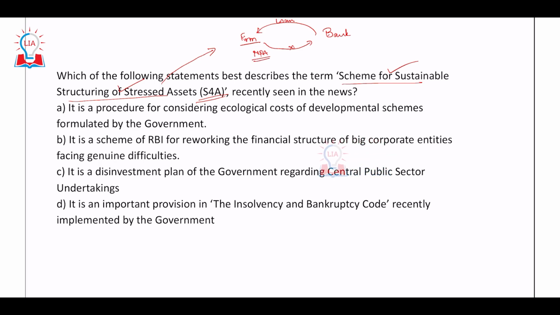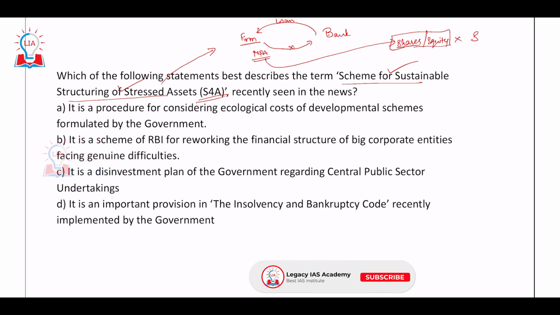So what can the bank do? The bank can ask the firm to pay up the loan, but the firm is not able to pay up the loan. The bank can convert the entire value of NPA into what? Shares or equity. It can ask for an equivalent amount of shares or equity from the firm. This was called strategic debt restructuring earlier. Now that is not the case.